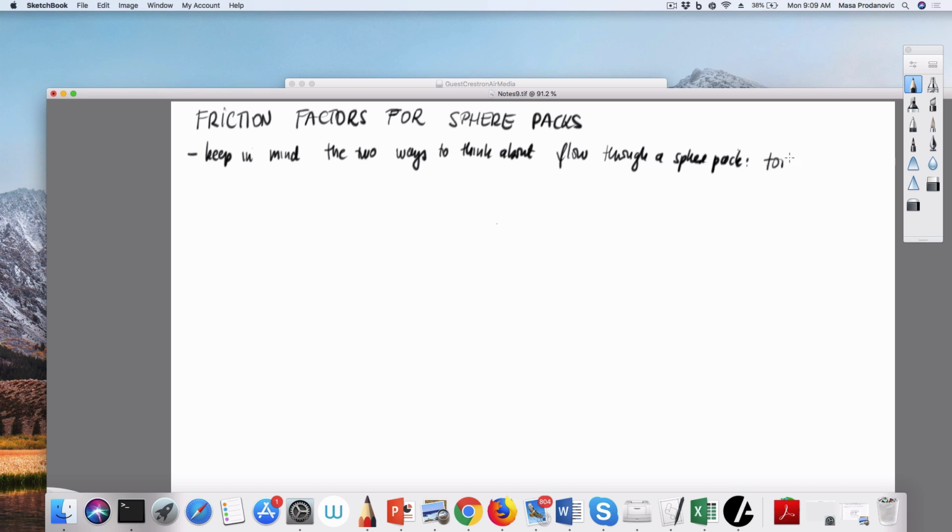It's tortuous tubes, and I cannot write or spell "tortuous" on a Monday morning. It's tubes through the pack versus flow around a single sphere, kind of multiplied.